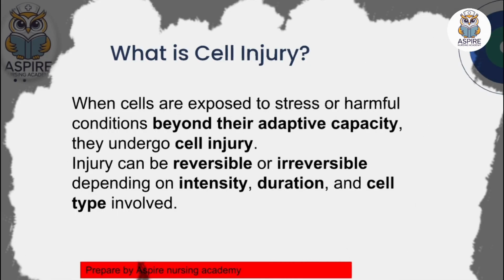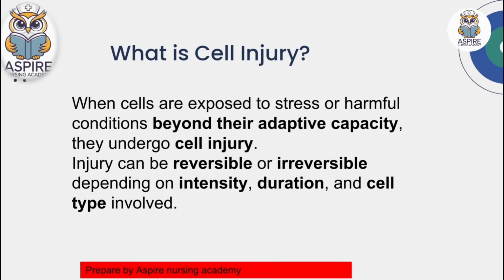What is cell injury? Let's understand it in simple words. When cells face harmful conditions that are beyond their ability to adapt, they get damaged. This is what we call cell injury. Now, the damage can be reversible if it's mild or caught early, irreversible if it's severe or prolonged, and whether the cell survives or dies depends on 3 things. 1, how intense the injury is, 2, how long it lasts, 3, and what type of cell is affected.